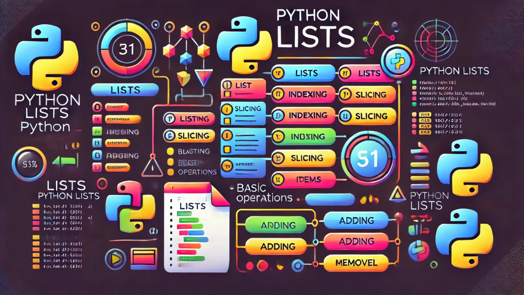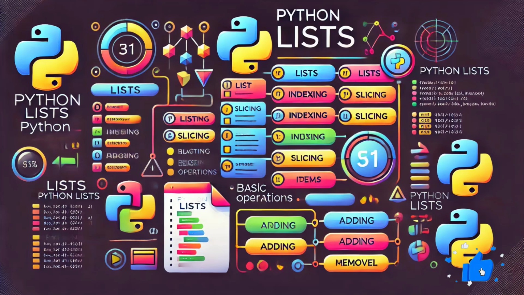In today's video, we are going to dive into one of the most versatile and widely used data structures in Python, which are lists. By the end of this lesson, you will learn how to create and use lists, how to access elements using indexing and slicing, and perform basic operations like adding, removing, and modifying elements. Lists are a powerful tool for managing collections of data, and mastering them is essential for effective Python programming.